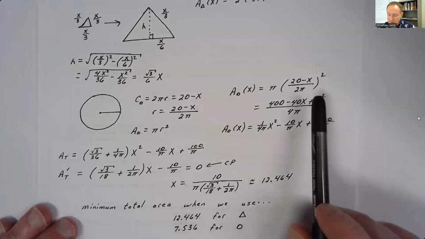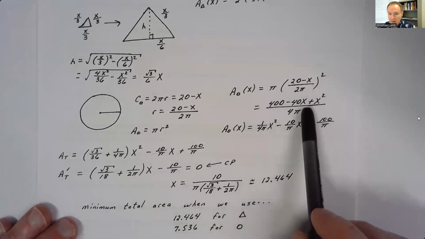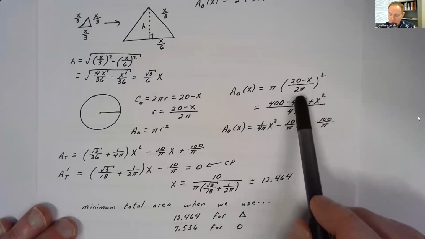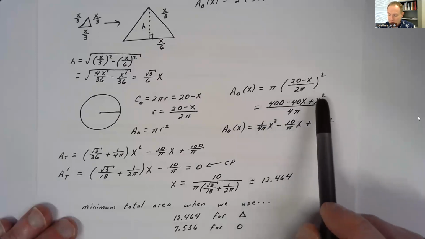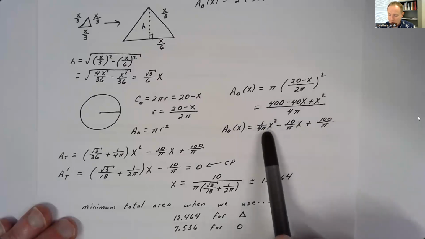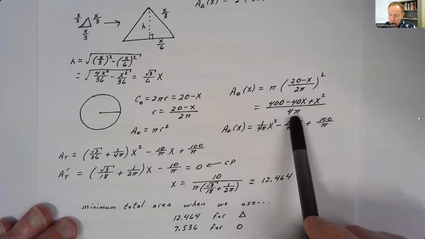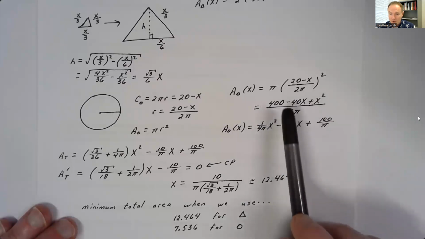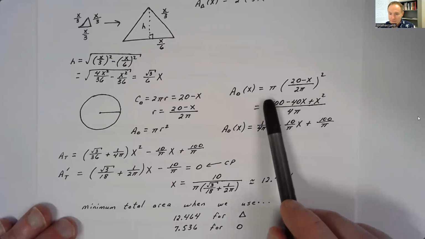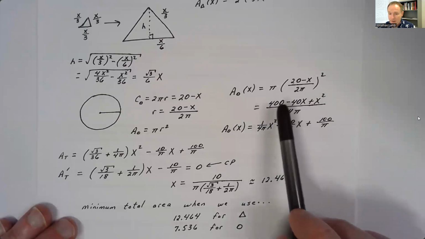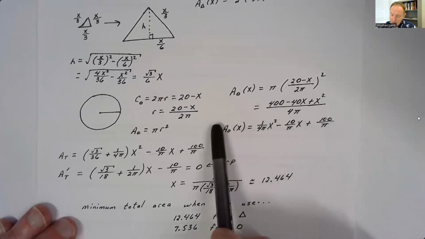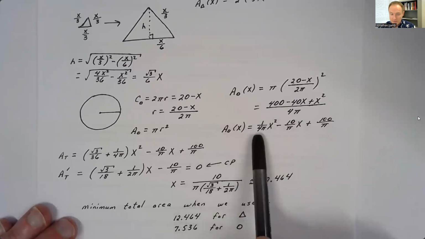Now, just to make this area formula a little more useful, I wrote it in descending order, and I went ahead and distributed the 4 pi into each coefficient in the numerator. So I had 1 over 4 pi times x squared minus 40x over 4 pi. Minus 40 over 4 is going to reduce down to minus 10 over pi times x. And then my last one, 400 over 4 pi, 400 over 4 reduces down to 100. I'll get plus 100 over pi for the constant. Now, this would be the area formula with respect to x of my circle.